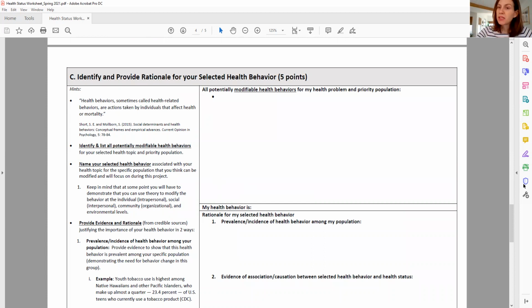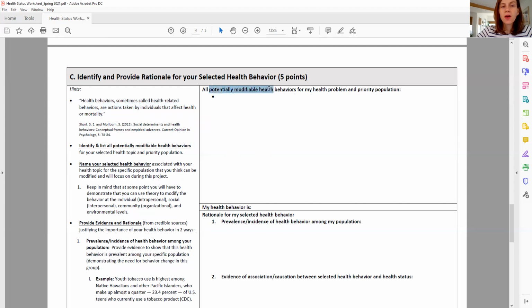Now you're talking about maybe unprotected sex or HIV testing as the behavior that we're focusing on. Like I said, I think students sometimes take a little while to really understand what the health behavior is, and when you were picking your topics, there was some confusion about what I mean by health behavior. They're actions taken by individuals that affect their health or mortality. So that action of unprotected sex affects their risk of HIV, or smoking, for example, the risk of getting lung cancer. So that's what you're focusing on here.